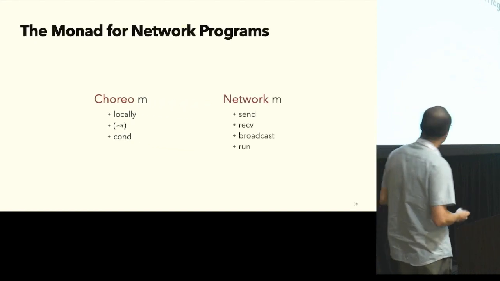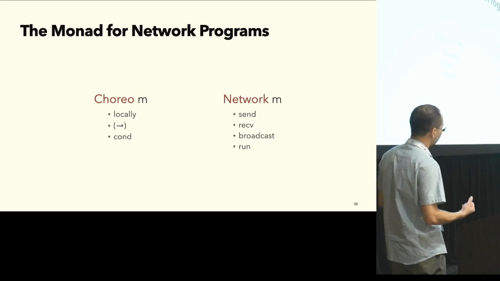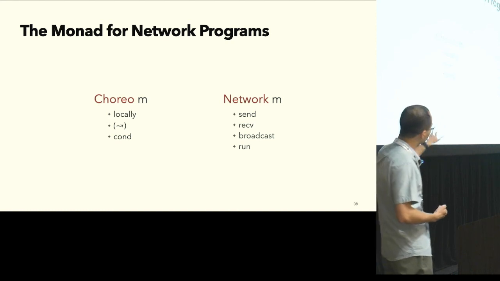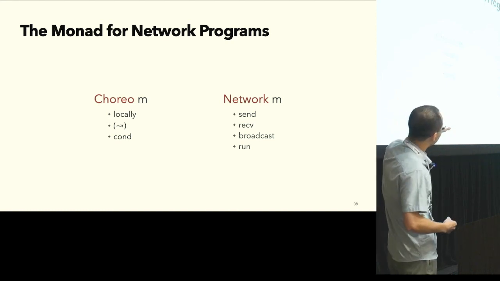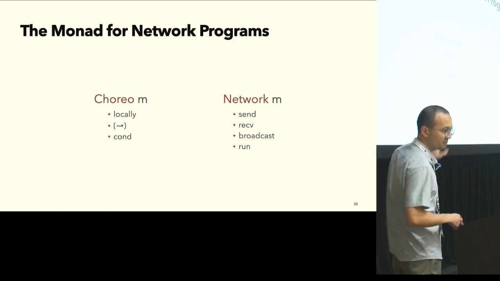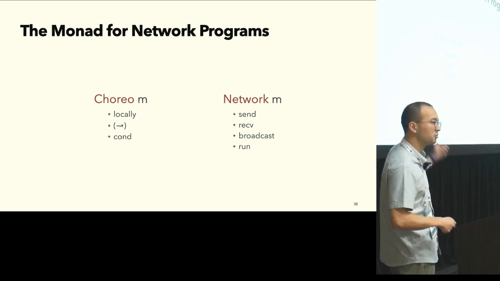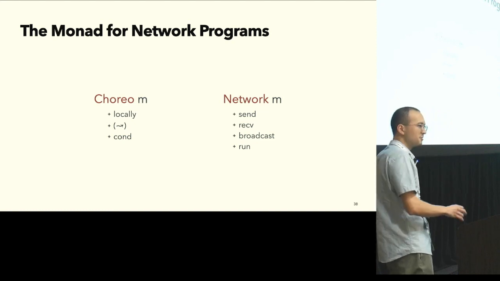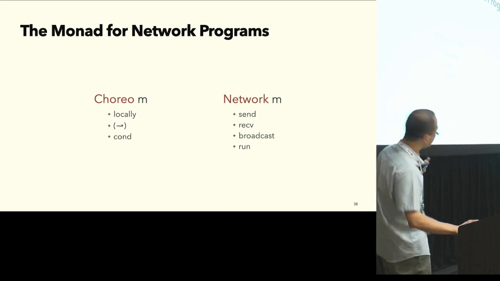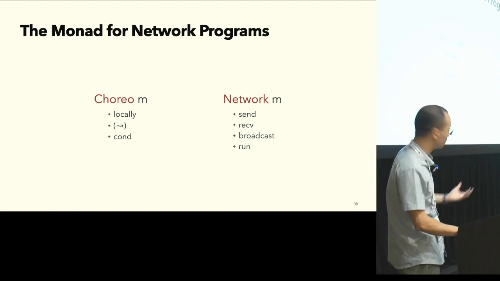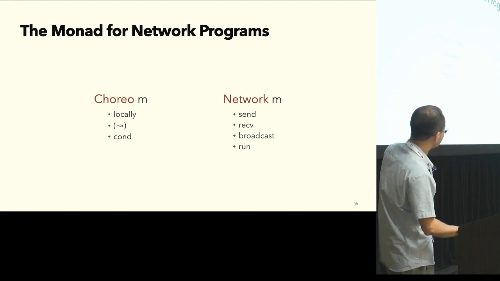On the other hand, each node needs to run individual programs, and we call these programs network programs, and they're expressed as the Network monad in HasChor. And the Network monad has these 4 effects. Obviously, it needs to be able to send and receive messages. It also needs to be able to broadcast a message, because when we implement the cond, the location who's making that choice needs to broadcast the choice so the other nodes can know which branch to take afterwards. And also, a network program needs to be able to run local computation.